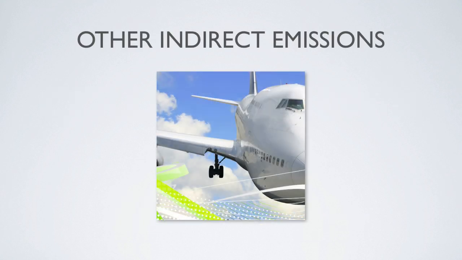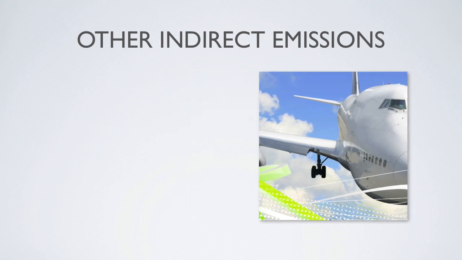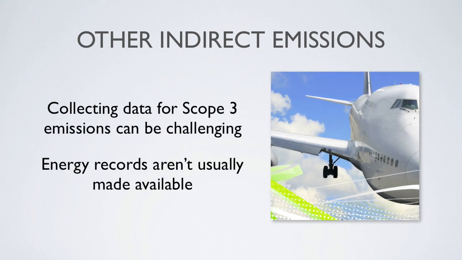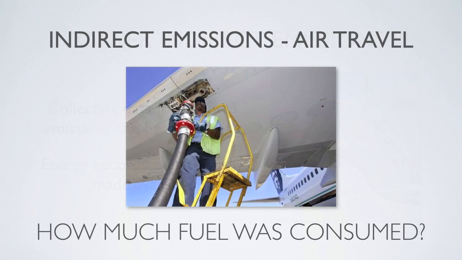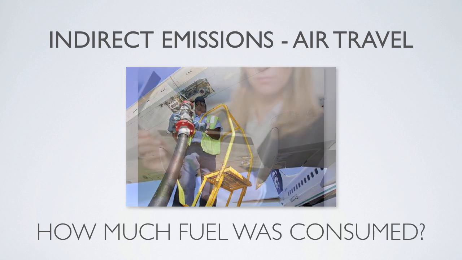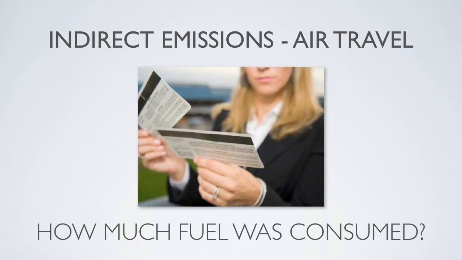Other indirect emissions. Collecting data for Scope 3 emissions is more challenging because energy records aren't usually available to the entity generating the report. For instance, when calculating air travel, it is unlikely that the airline would tell you exactly how much fuel was consumed on your trip and what your share of that was. Though, with the steady increase of ever richer information these days, and air travel soon to be included in Europe's emissions trading scheme, it might just show up on your ticket one day.